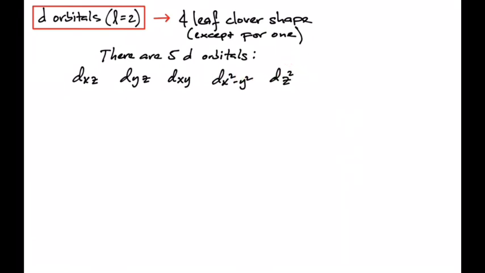Well, again, remember that the orbitals are basically a mathematical representation of where the electrons can be found, right? It's a statistical probability distribution map. So what do these subscripts mean, and what do these orbitals look like? Well, the d orbitals basically look like a 4-leaf clover shape, except for one of them, and that's the dz squared. We'll take a look.